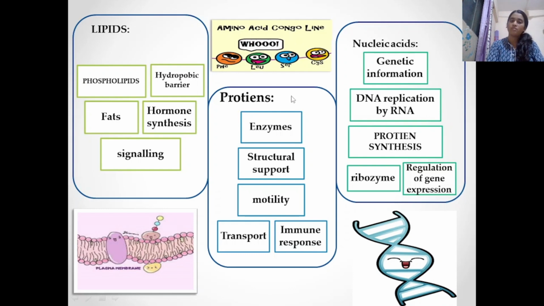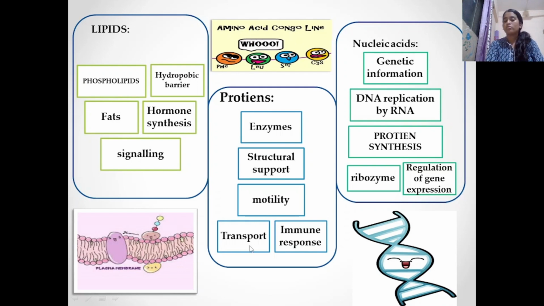Then we have proteins. Proteins are one of the important biomolecules as they serve as enzymes for various biochemical reactions occurring in the cell. Proteins also help in structural support. Now you must be wondering how proteins help in motility. Motility as in some bacteria have flagella and there is a protein called flagellin in this flagella which helps the flagella to be motile. So that is why proteins help in motility too.